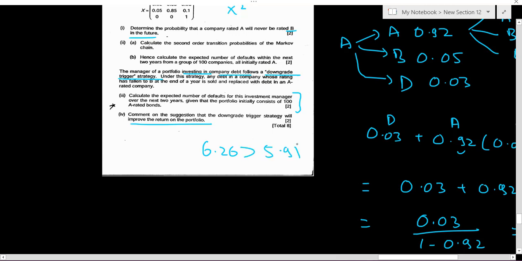Thus the number of defaults on this portfolio have definitely reduced, but we also need to consider all the transaction costs which are involved for selling the companies which were rated B and buying the companies which are rated A, right? We need to take them into consideration. And that is why we can see that this is not necessarily a good return decision, but it definitely reduces the number of defaults. So that is the comment that you can make.